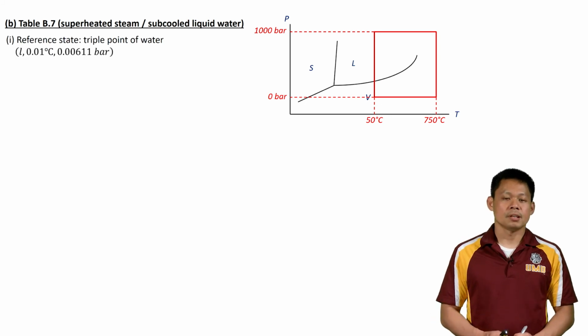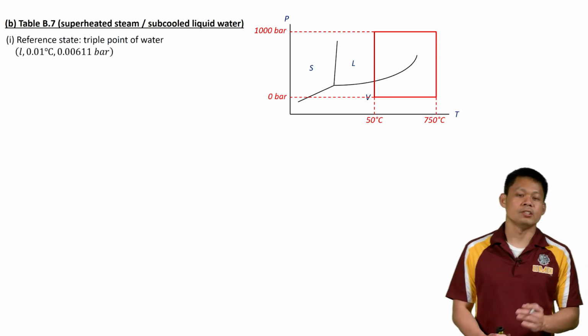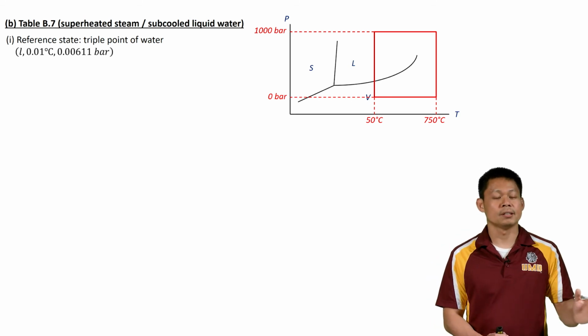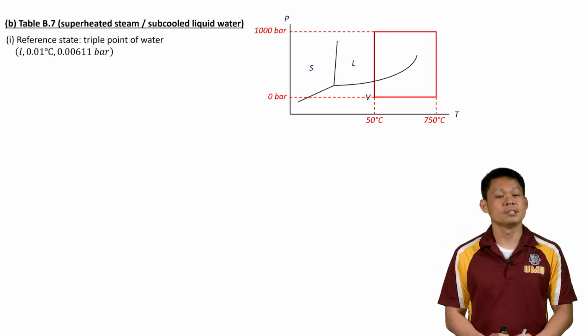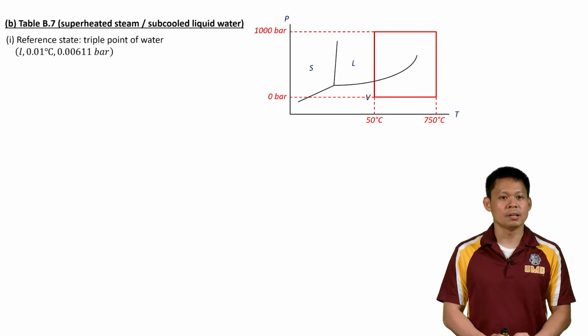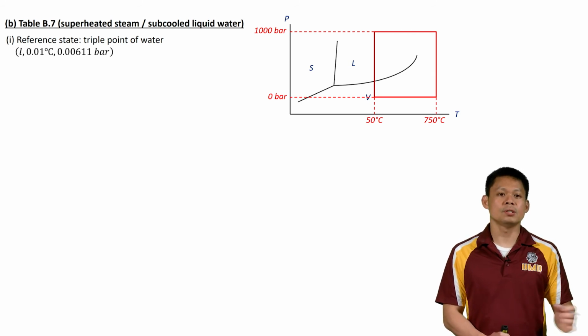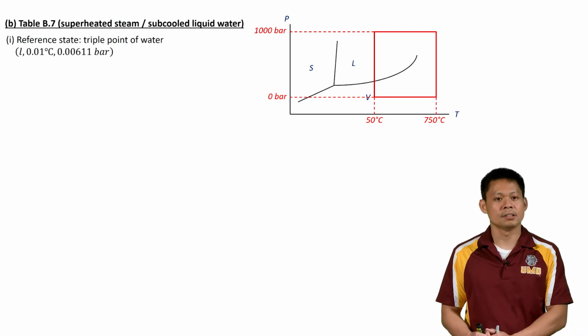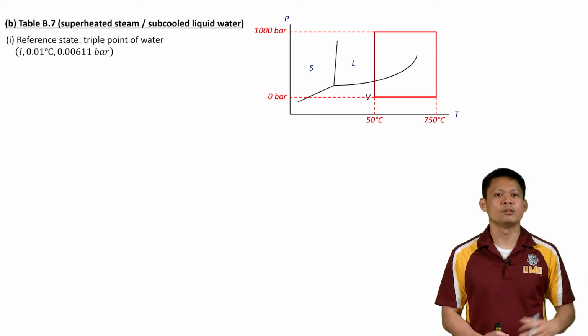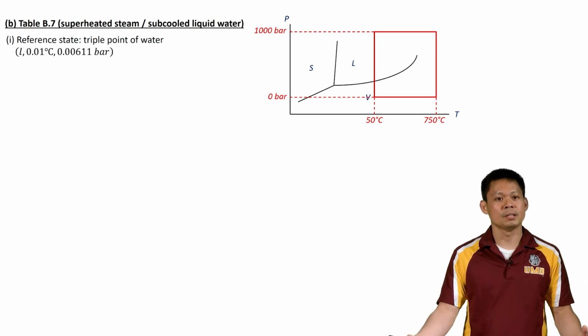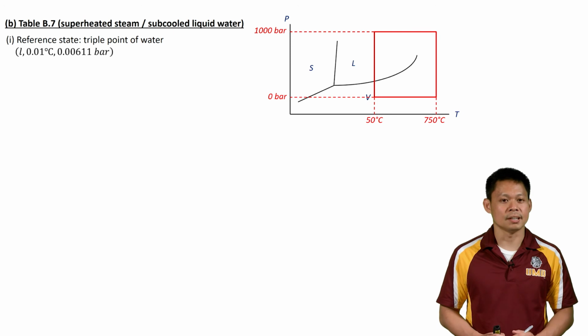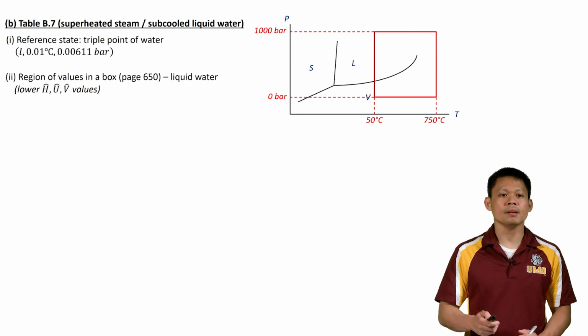In terms of the reference state, it's not explicitly stated. You can't find a zero value within this table, but if you read the text, it turns out that the reference state is the same, the triple point of water, which means that you can use table B5, B6, and B7 concurrently. You can take values from table B5 and use them with table B7 because they all have the same reference state for water.